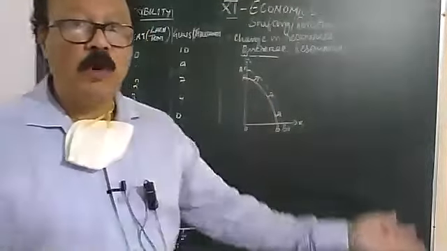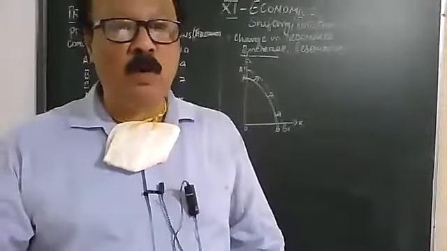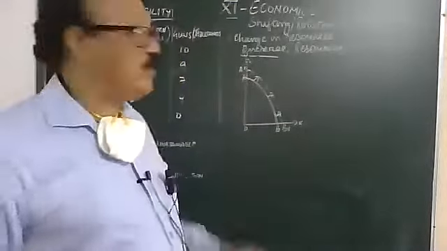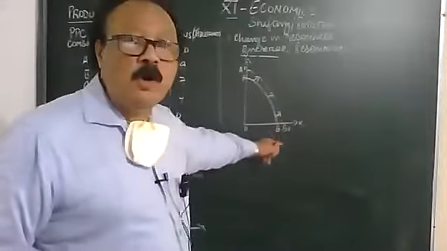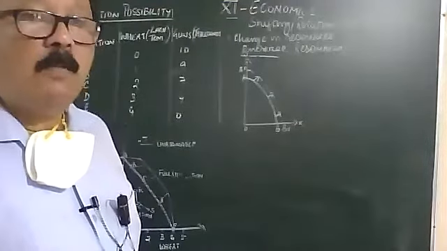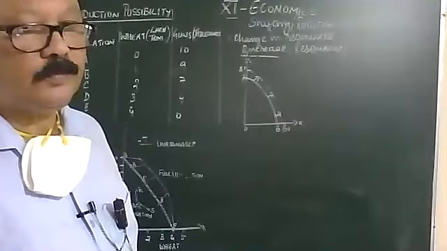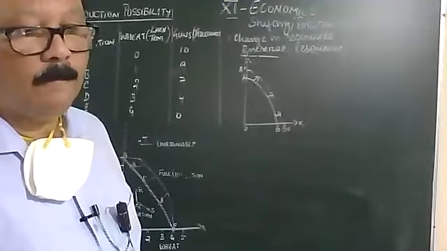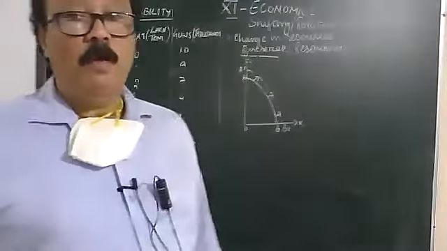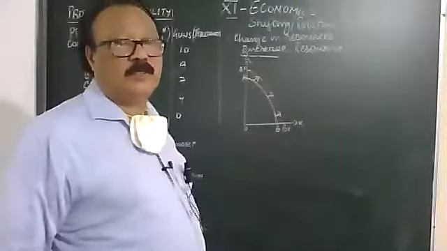Why? More resources are there. More resources are there means we can produce more. So with the possibility of producing more, we will get a new PPC. And we can produce more of both the goods. More of both the goods. This is when your resources increase.